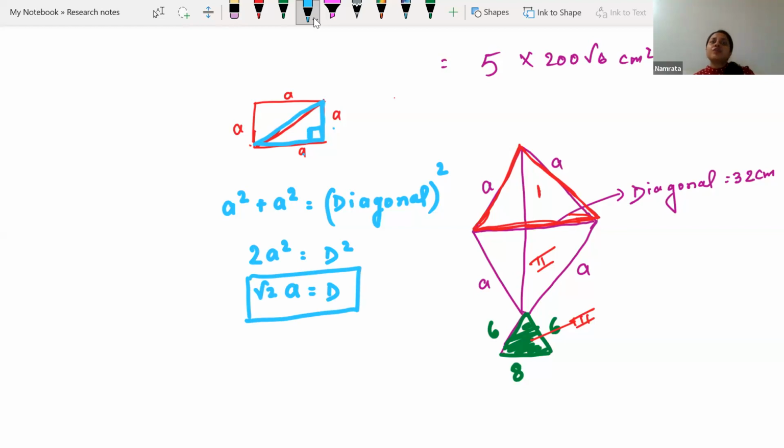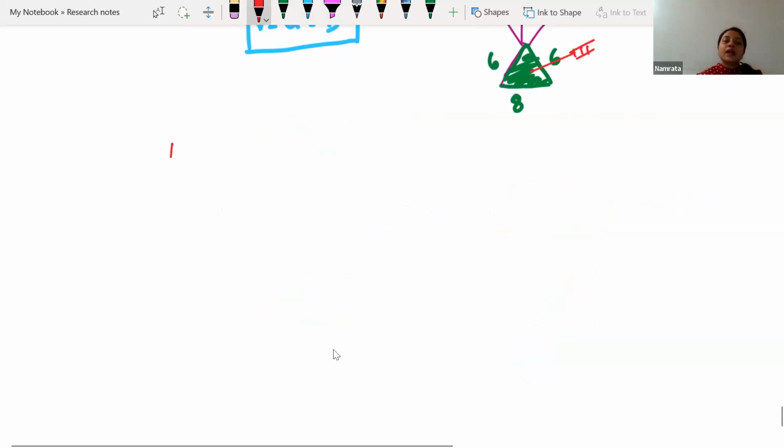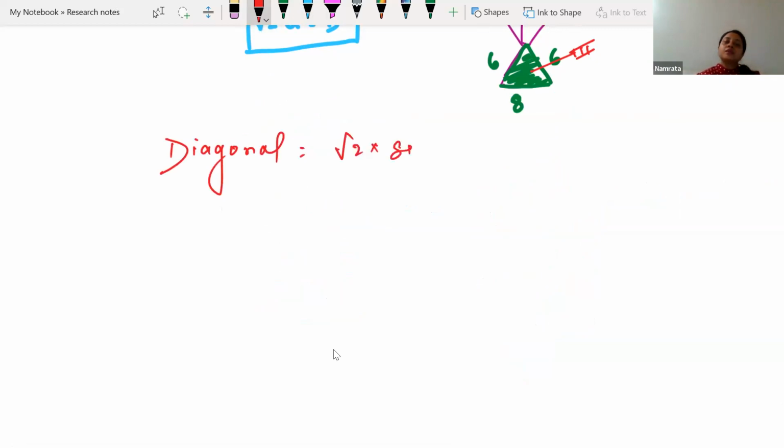But you must be thinking from where this root 2A came, from where this root 2 into side came out. So this is how we have got root 2 into side. That is the formula for diagonal, or that is the relation between diagonal and the side of the square. So let's use this relation that we know that diagonal is equals to root 2 into side. If side is not known, that is A, and diagonal is known, that is 32. Let's do the calculation. A will be 32 by root 2.